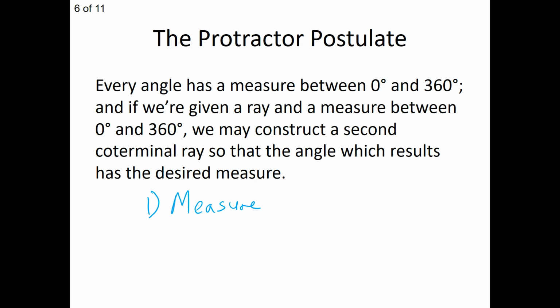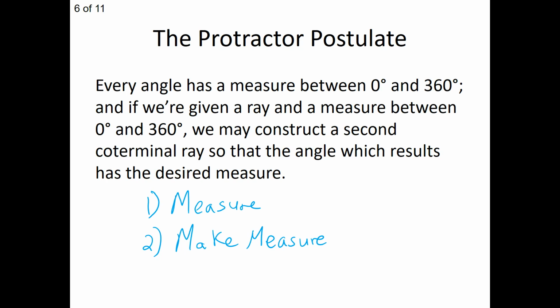The second part of the protractor postulate says if we're given a ray and a measure between 0 and 360, meaning you have a ray and you have a measure, you can construct a second coterminal ray, meaning it shares the same endpoint, such that the angle produced is the measure that you desired. We can sum that up into a second statement: we can make measure. So just like the ruler postulate, the protractor postulate measures and makes measures of angles instead of segments.